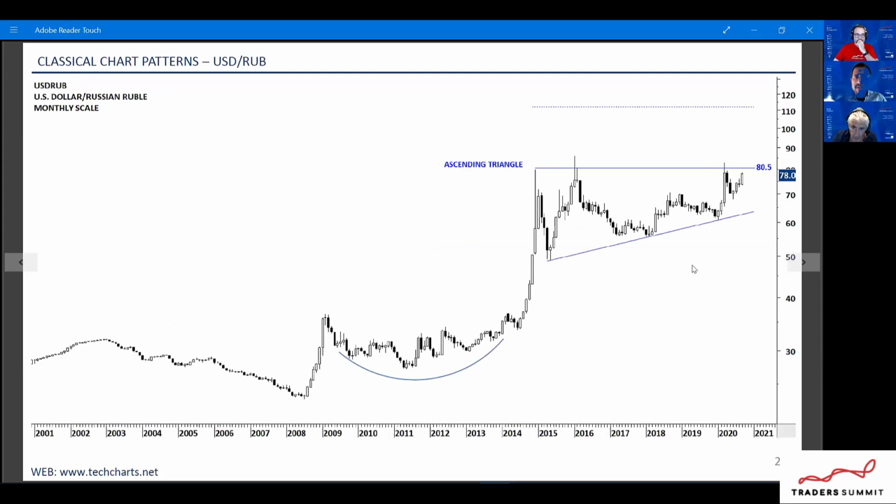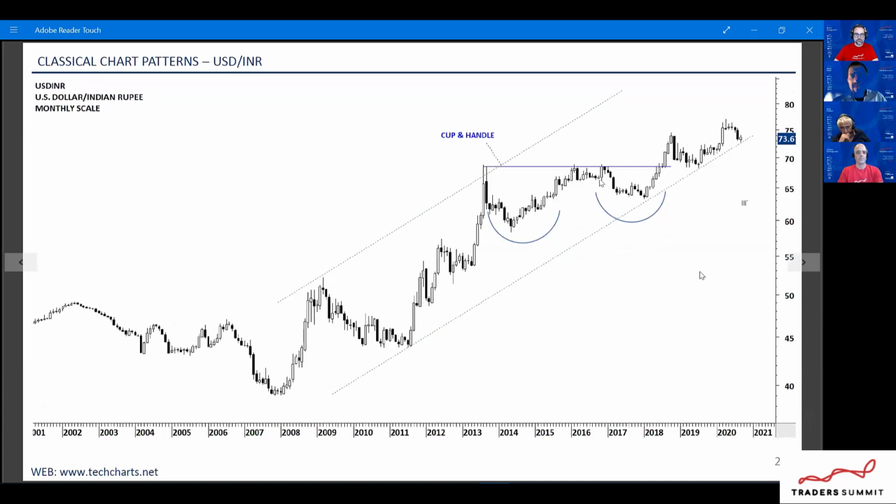The next chart is the Russian ruble. Now the Russian ruble hasn't broken out yet, but it has formed a several-year-long ascending triangle with this clear horizontal boundary at 80.5. So the breakout can easily take us to 110 and all-time highs. This is a very clear chart. You can see that the buyers have been pushing it higher every time the price corrected.